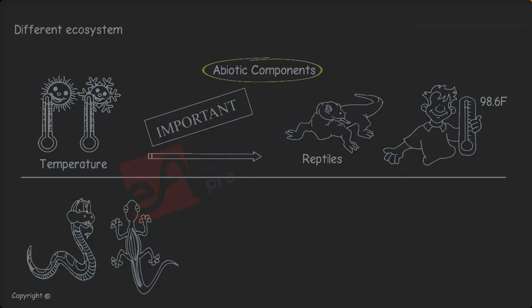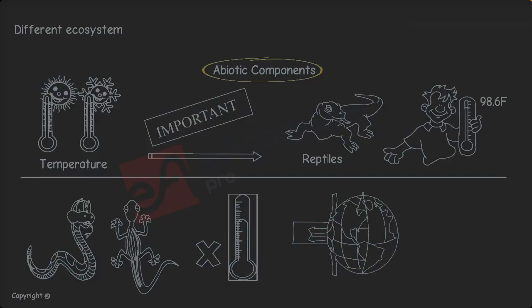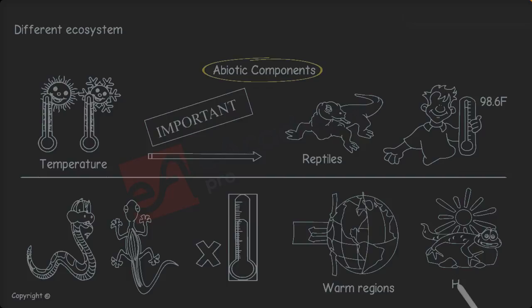Reptiles are usually found in warm regions around the planet. To regulate their body temperatures, reptiles will sun themselves on rocks, which absorb heat from the sunlight and then radiate heat back into the environment.